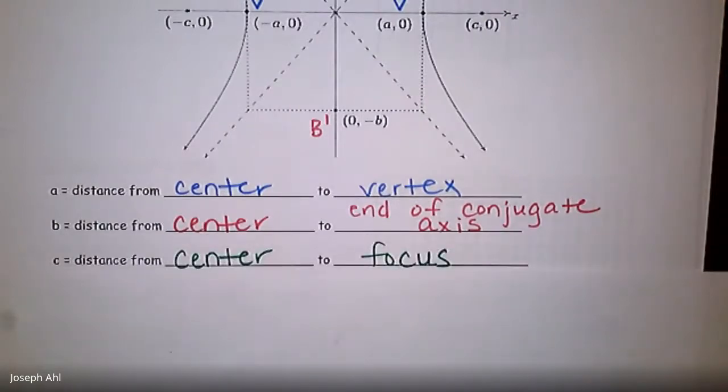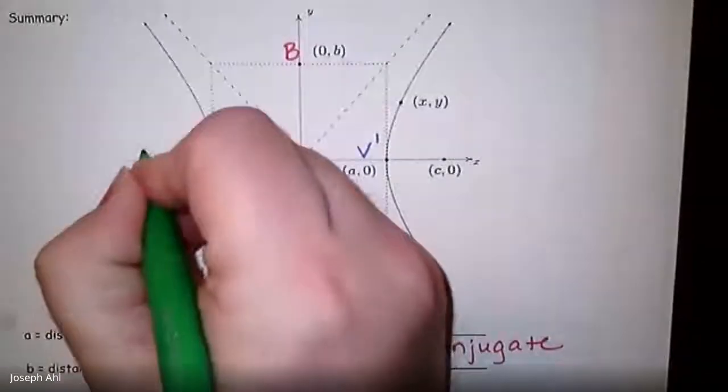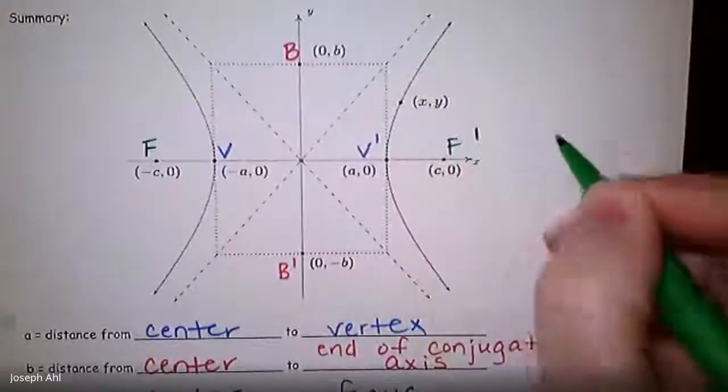What does C represent? C is still center to focus. That's what it was for an ellipse. We'll talk about how we're going to determine the value of C, a little bit different than how we determine it for an ellipse. So you can see these points right here. We've got F and then F prime.